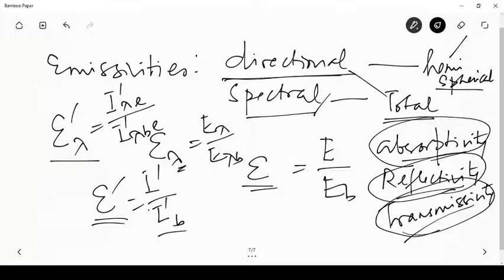In the rest of the course on radiation, we will be looking only at gray diffuse surfaces, and we will be deriving relationships of energy balance using radiation for gray diffuse surfaces. So we'll stop here and continue in the next class.